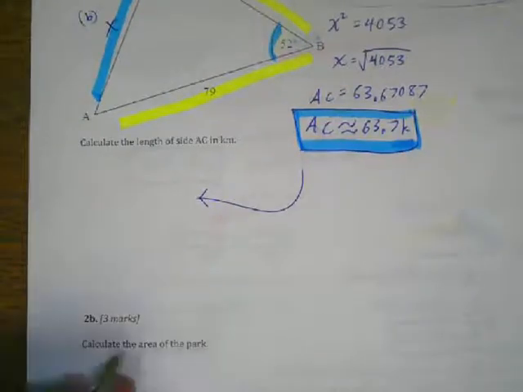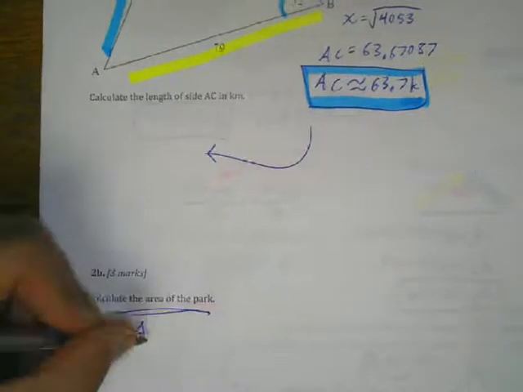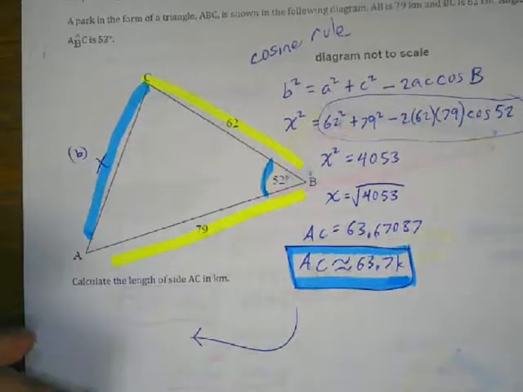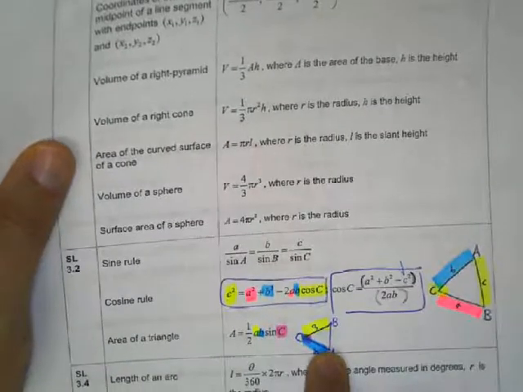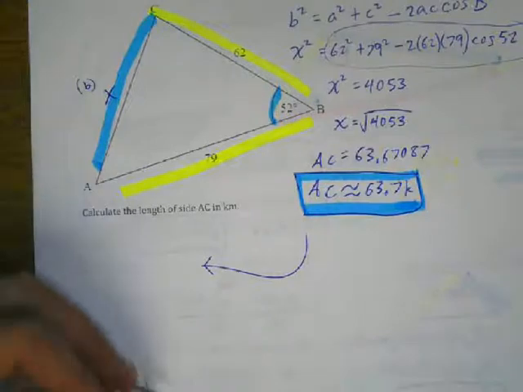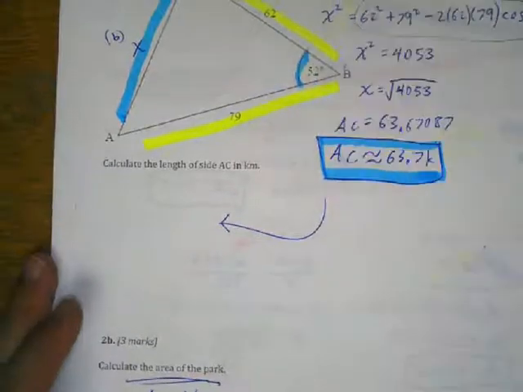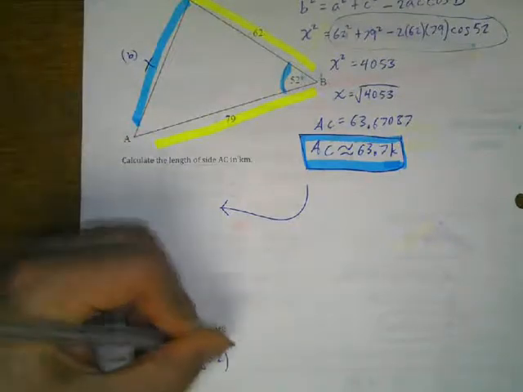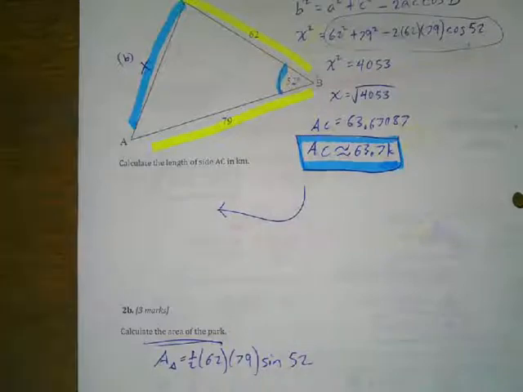And then the last one, calculate the area of the park. So the area of the park is equal to one half times the sides on either side of the angle and sine of that angle. So we're going to have one half times the two sides of the triangle, 62 times 79, sine of that angle, 52. Put all that in the calculator.